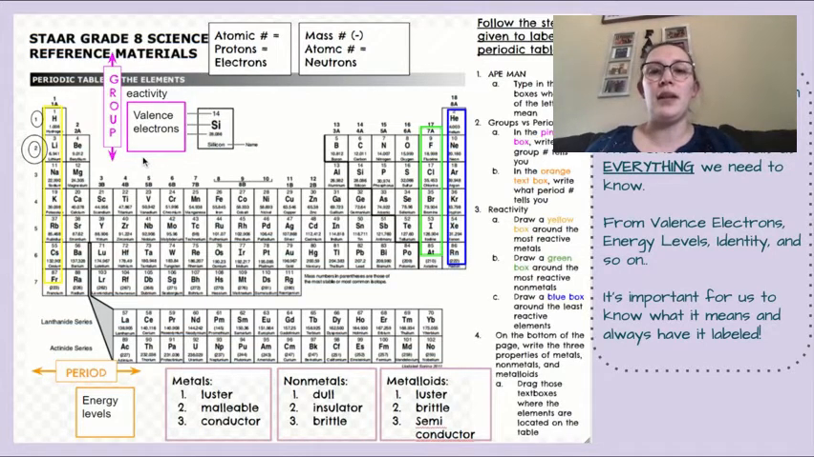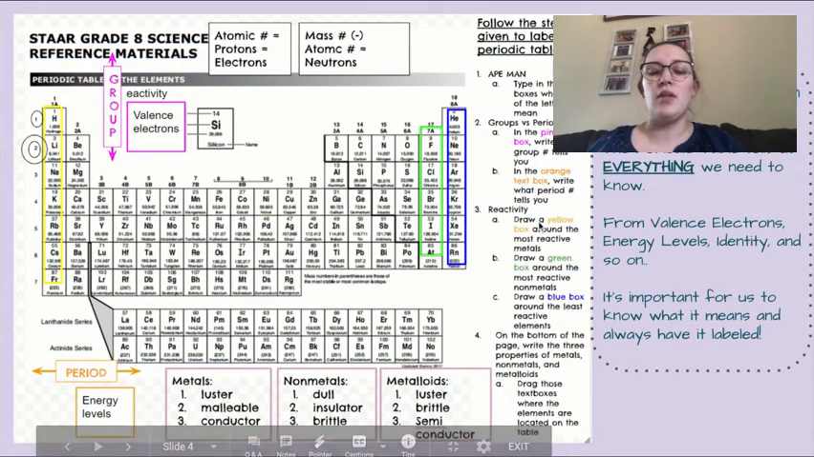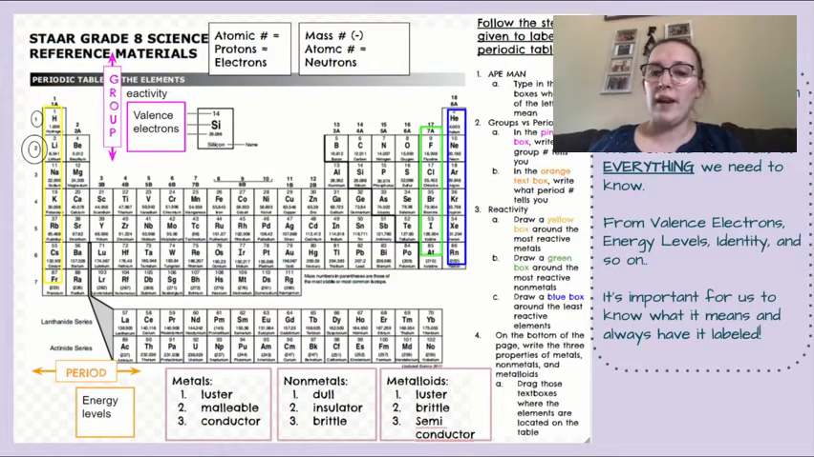Those are the ones that are happy. Our noble gases, they have 8 valence electrons. They have a full shell. They are happy campers, okay? And then our periods tell us our energy levels. So remember yesterday I said don't worry about the ones down here that say metals, nonmetals, and metalloids. So don't do step 4, okay?